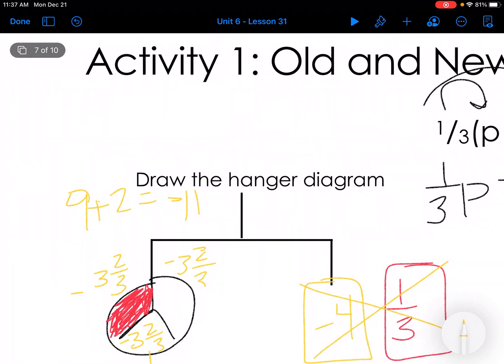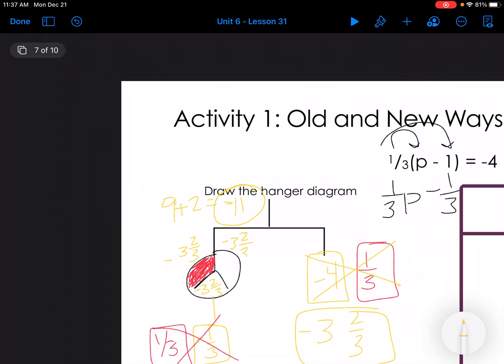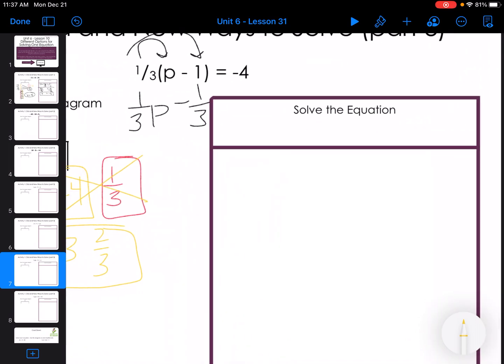So I get negative 11. So I think it's going to be equal to negative 11, if the whole disk is going to be equal to negative 11. Let's try solving it over here.